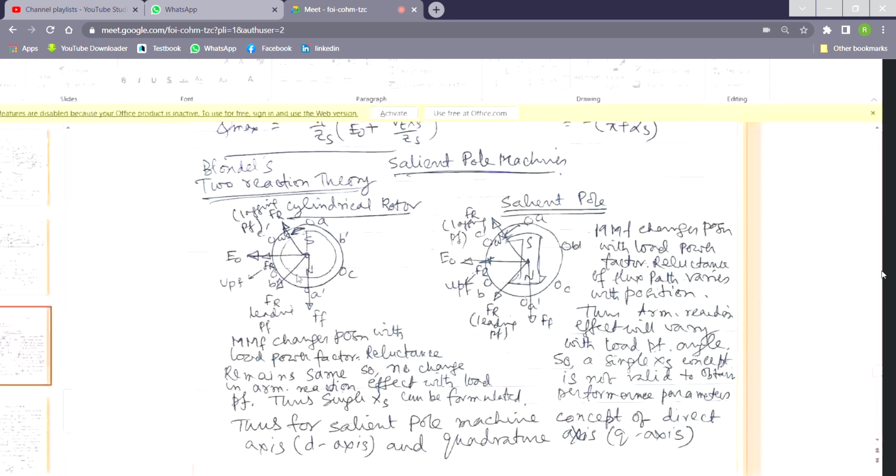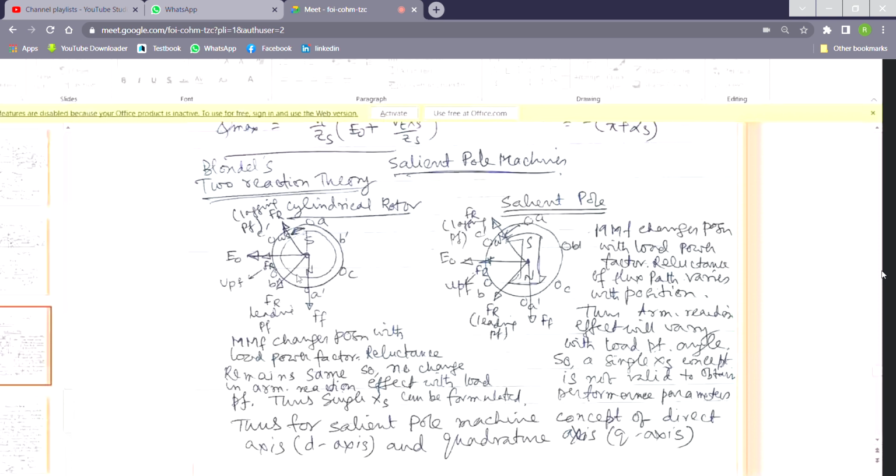Now, therefore, the concept of a single reactance. Now we consider a single reactance, XS, that is synchronous reactance. The concept of single reactance will not be valid in case of salient pole machine, because the effect is different at different positions. So n number of reactances depending on the position of the phasor. So this is also not feasible, to calculate or to estimate in a simple model.